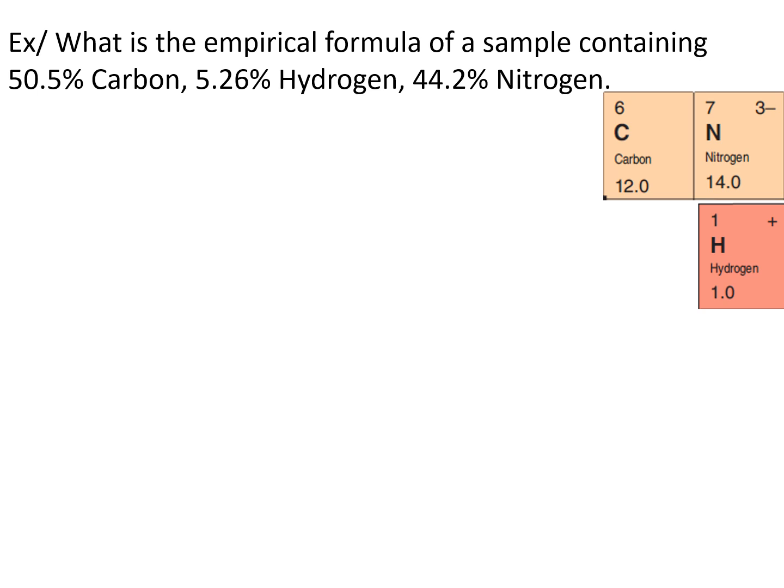Okay, so we have the same type of question. It says, what is the empirical formula of carbon, hydrogen, nitrogen, and here are the percentages that make up everything. So same thing, I write my stuff: carbon, hydrogen, and nitrogen. My percentages: 50.5, 5.26, and 44.2. I change it into grams. I then change it into moles.